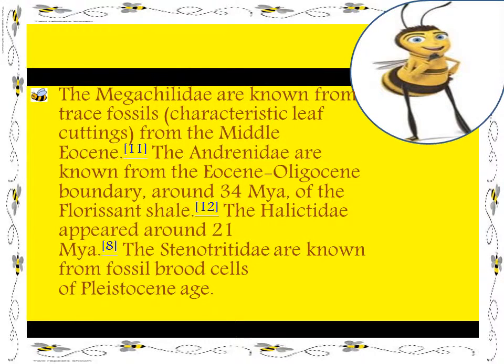The Megachilidae are known from trace fossils, characteristic leaf cuttings from the Middle Eocene. The Andrenidae are known from the Eocene-Oligocene boundary around 34 MYA of the Florissant shale. The Halictidae appeared around 21 MYA. The Stenotritidae are known from fossil brood cells of Pleistocene age.